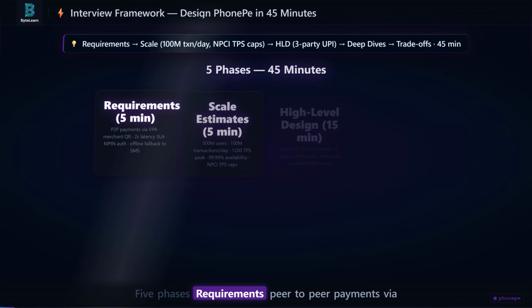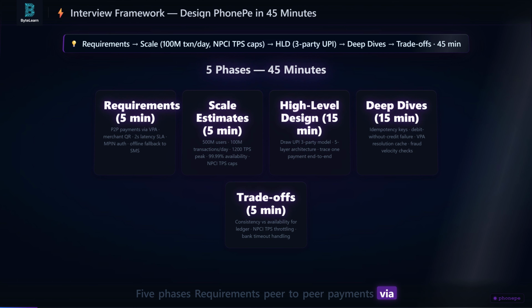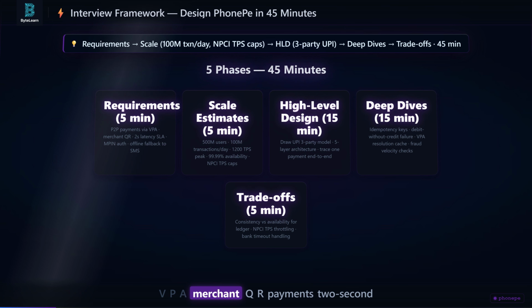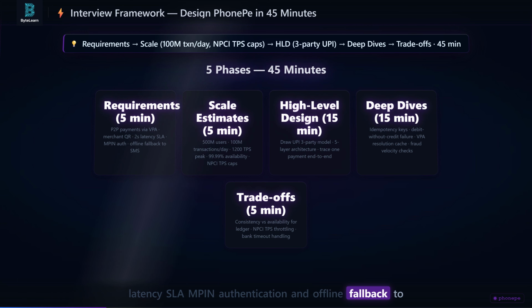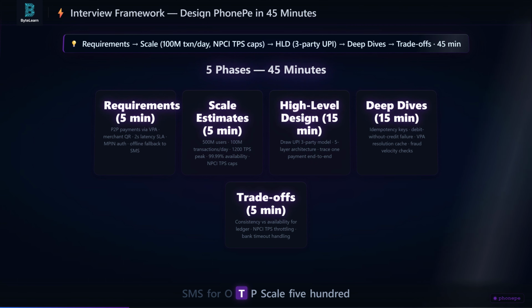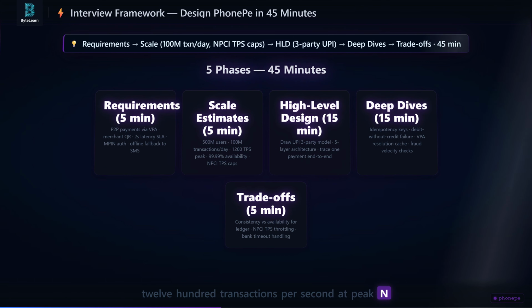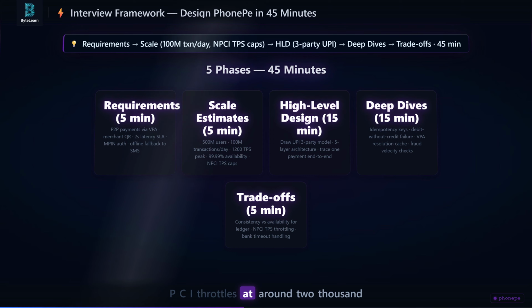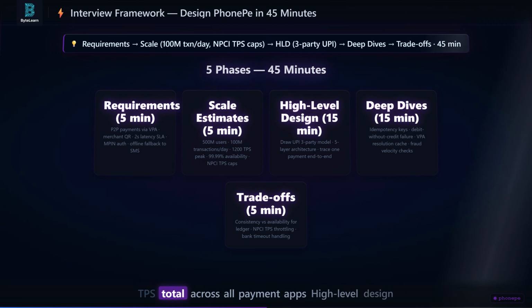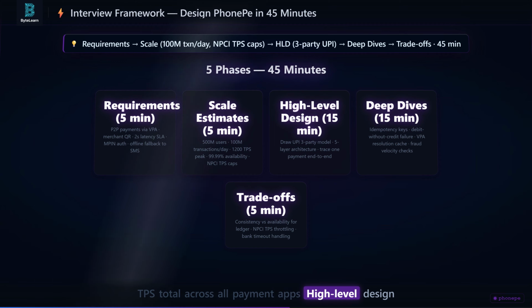5 phases. Requirements: peer-to-peer payments via VPA, merchant QR payments, 2-second latency SLA, MPIN authentication, and offline fallback to SMS for OTP. Scale: 500 million users, 100 million transactions per day, 1200 transactions per second at peak. NPCI throttles at around 2000 TPS total across all payment apps.